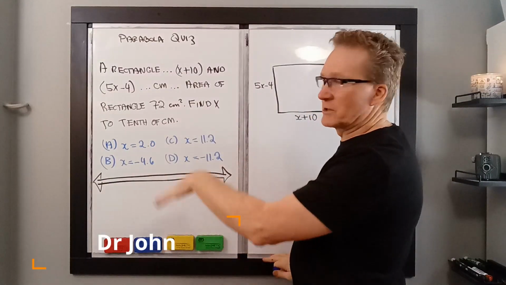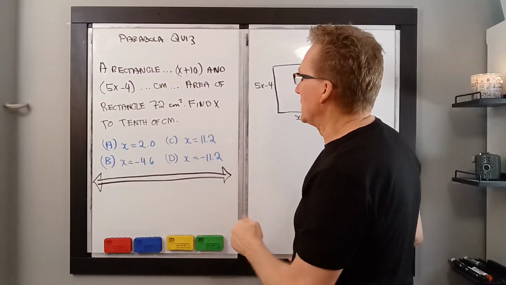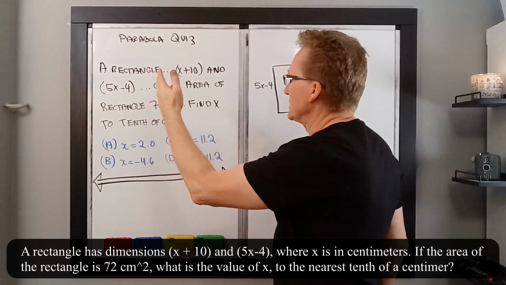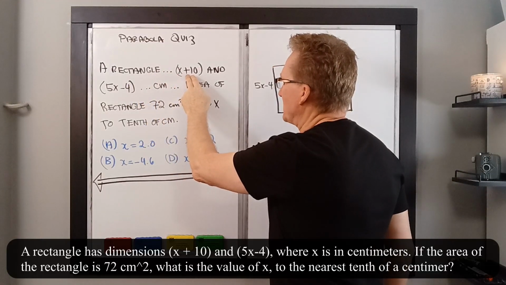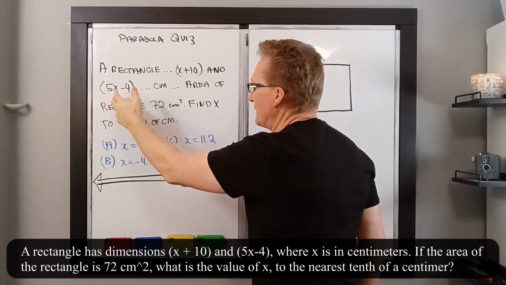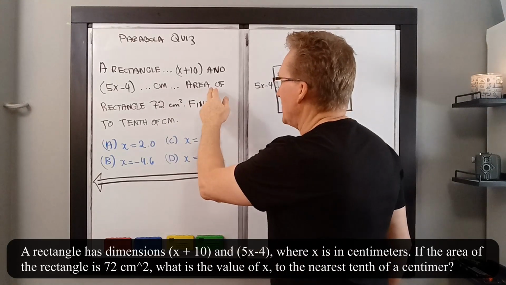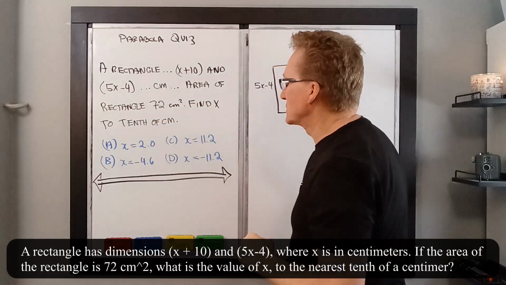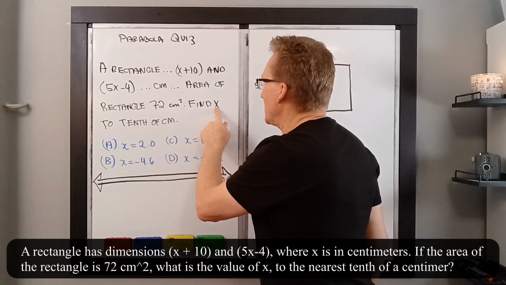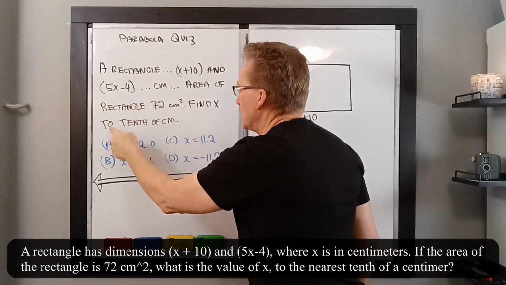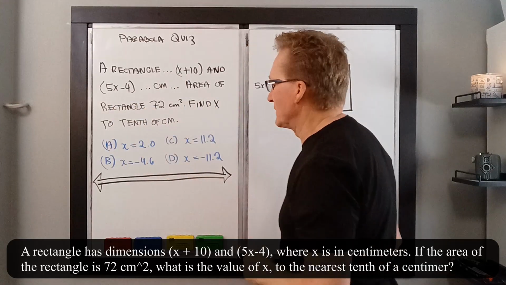I've written the whole question out in the bottom, just a little abbreviation for it out here. So there's a rectangle that has two sides. One is of length x plus 10 and the other of length 5x minus 4. Those are both measured in centimeters. The area of the rectangle is 72 square centimeters. We're wanting to find x, the value of this x, to the nearest tenth of a centimeter.